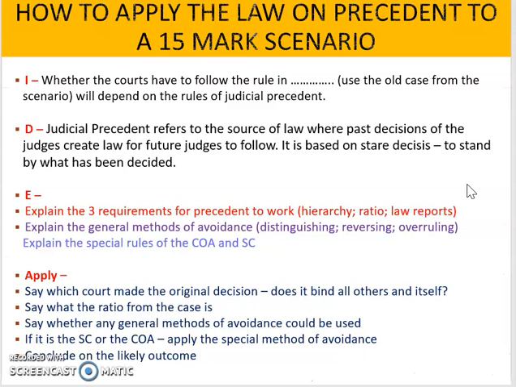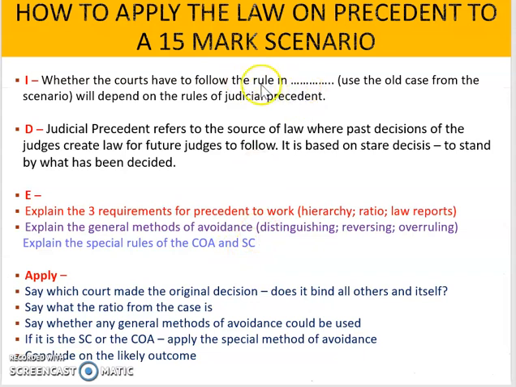And then, as usual, you go into your E, and you're going to explain the 3 requirements for precedent to work. So you would outline the court hierarchy and outline the rules, which court binds which court and do they bind themselves. You would explain ratio and the fact that ratio is the binding part of the decision that will be followed in future cases, and law reports. So talking about the fact that they're vital, because if we don't write down what's decided in a case, it can't possibly be followed.